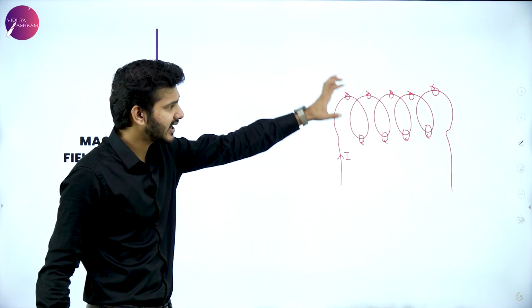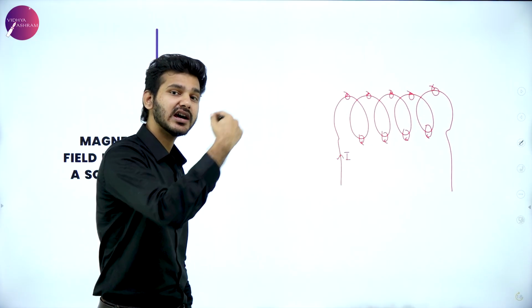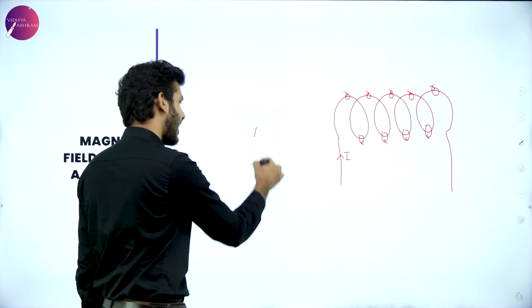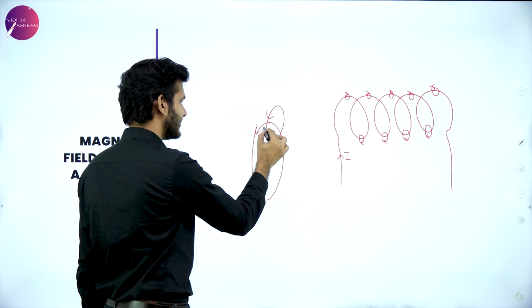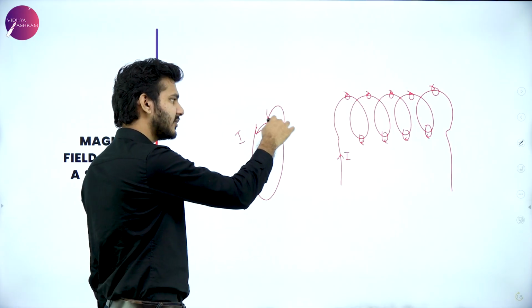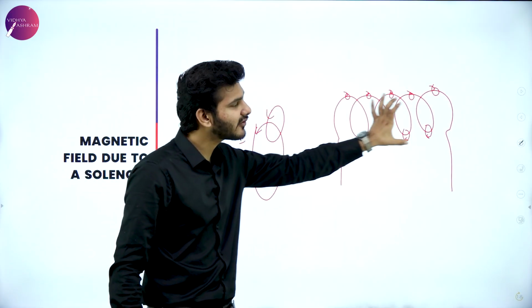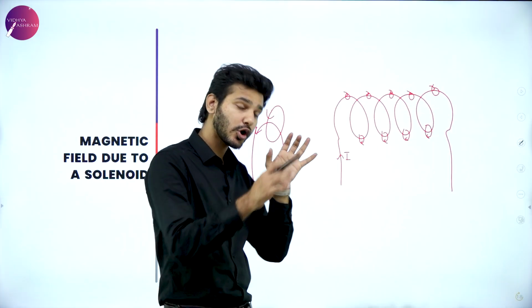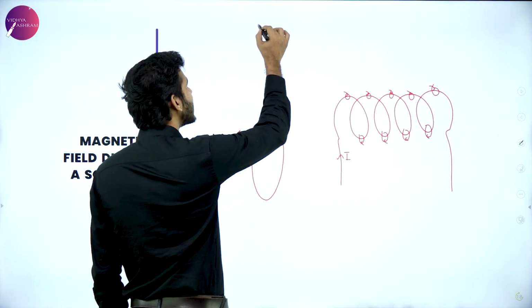Let's say this is the direction of the magnetic field. The point is that if I only had a single loop carrying current, then the magnetic field would have been like this. If this is the direction of the current, then this will be the magnetic field around that particular loop. If I have a number of loops, there will be a number of magnetic fields around them.